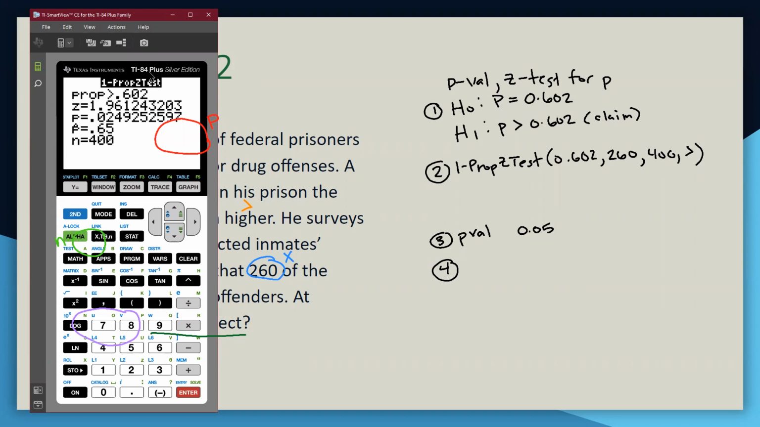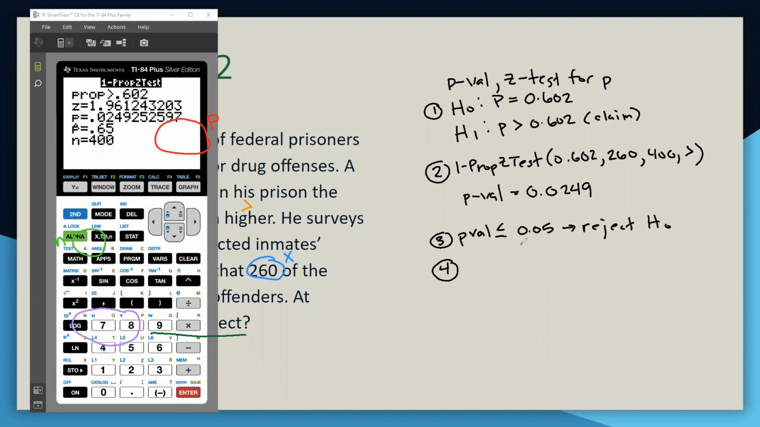That gives us a p-value of 0.0249. And comparing that to 0.05, 0.0249 is less than. So we definitely reject our null. Okay? That p-value is a little bit less than half of that alpha. So we're firmly in the reject zone.